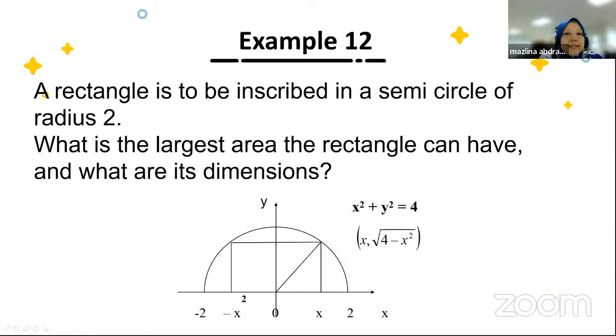Alright, next class, last one. After this example, we move to the integration. A rectangle is to be inscribed in a semicircle of radius 2. Yeah, and then what is the largest area the rectangle can have and what are its dimensions? Ni macam the same question I gave you earlier, but this one we can see we use the equation of x square plus y square equals to 4. Okay, how are you going to get this?